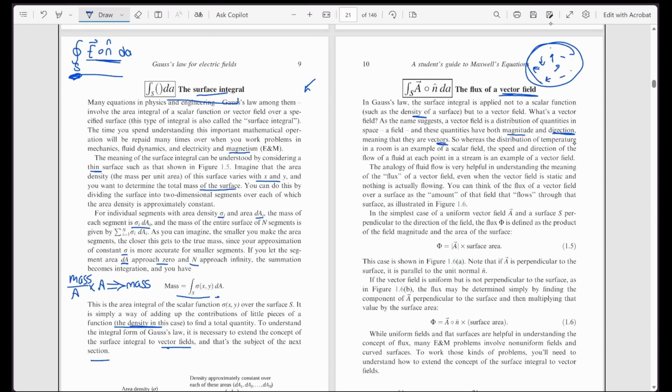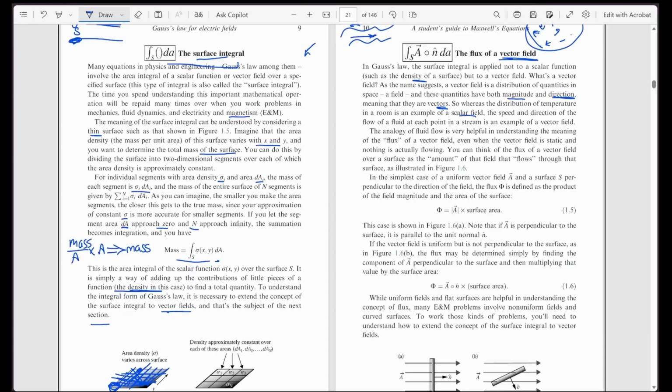So where is the distribution of temperature in a room? An example of a scalar field. So temperature doesn't have a direction. The speed and direction of the flow of fluid at each point in a stream is an example of a vector field. So if we have some liquid, for example, liquid flowing this way is different than liquid flowing this way. So direction matters.